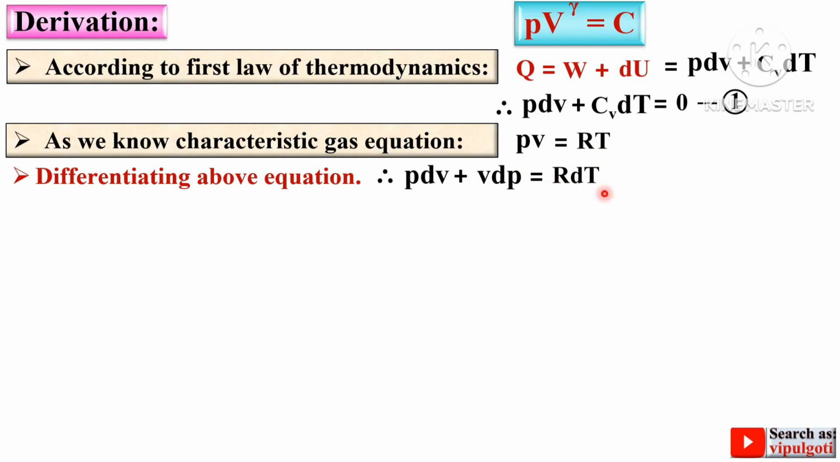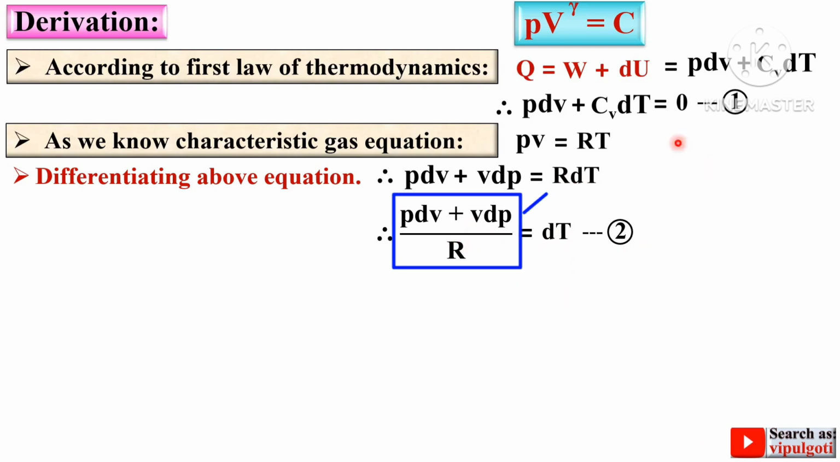Now divide the whole equation by the characteristic gas constant R. So here it will be (PdV plus VdP) by R. Here R will be cancelled, so only dT is there. Let's say it is equation number 2. Now I am going to put this value of dT in equation number 1. Simply put the value of dT from equation number 2 into equation number 1.